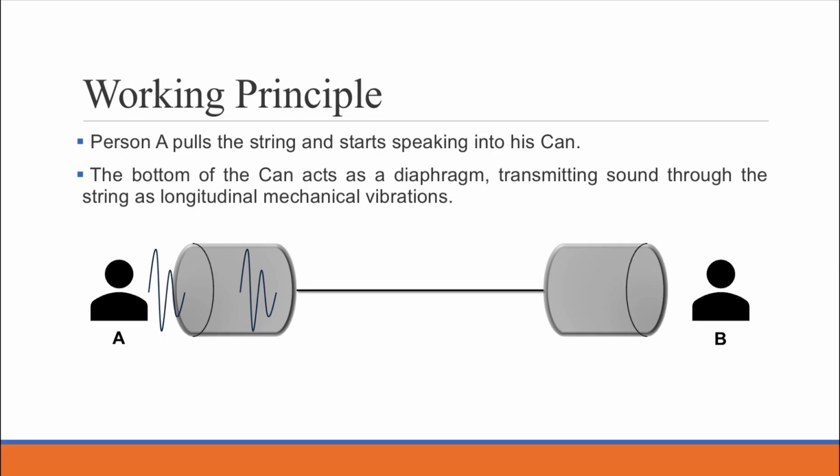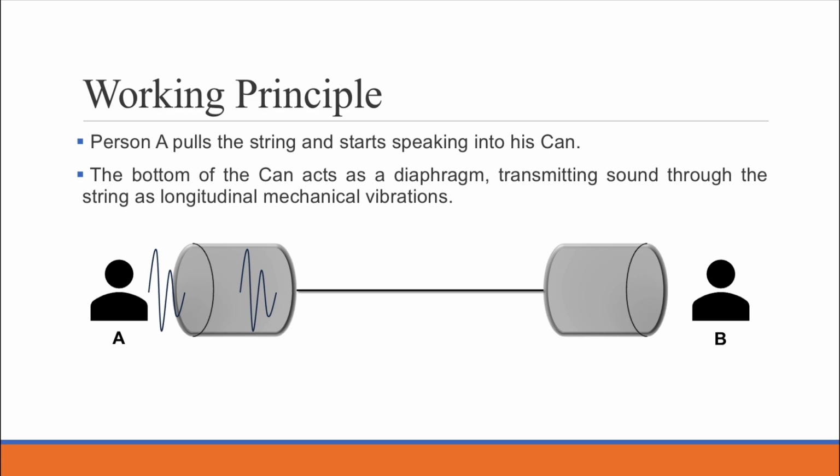So let's say there is a tin can telephone and there are two people on either sides, A and B, and they want to communicate with each other. So person A pulls the string and starts speaking into the can. This is really important to pull the string because there has to be some tension in the string.